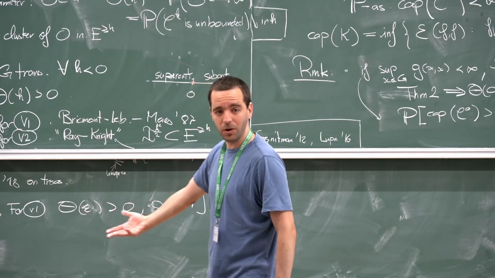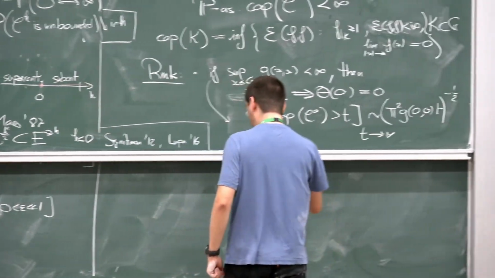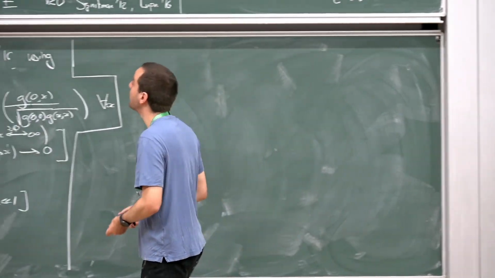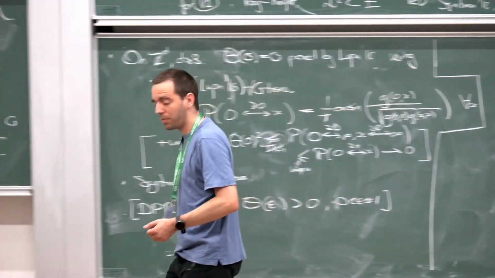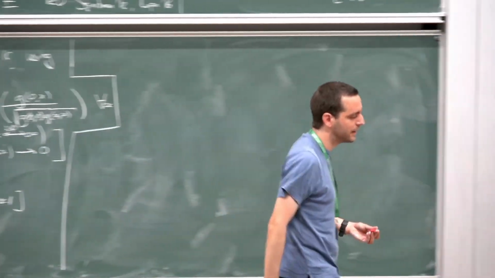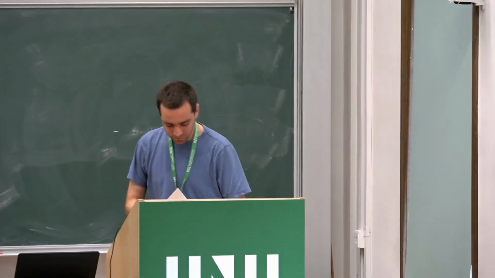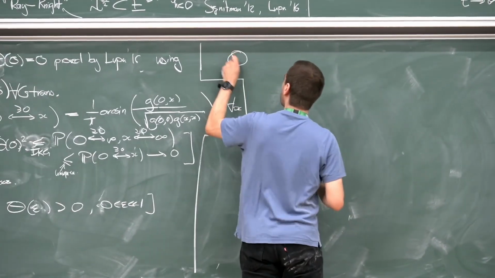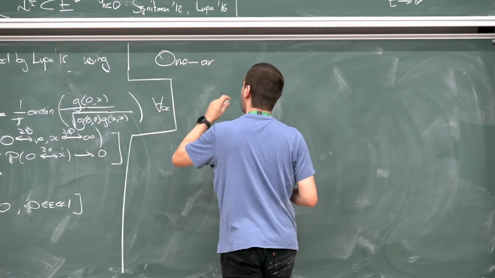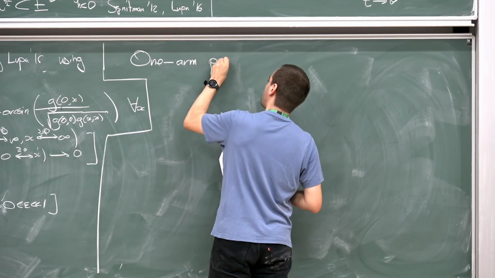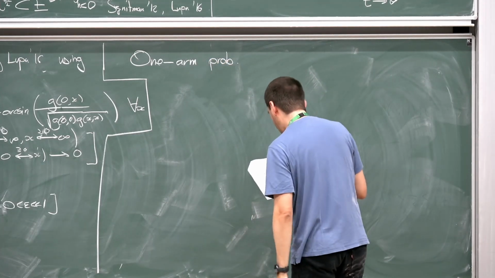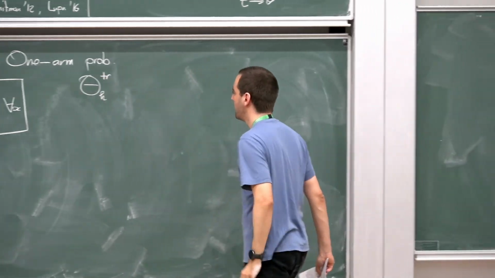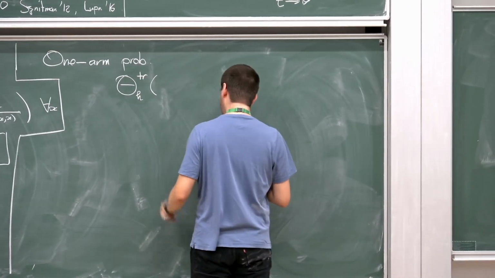So the next order question is to try to understand more quantitatively how the connectivity function behaves. So this now brings me to this one-arm probability that I have in my title. Okay, so I'm going to focus on this specific observable. Let me call it theta h tr of r, for instance.